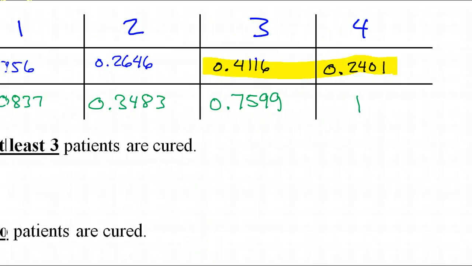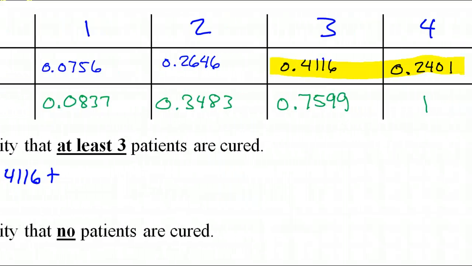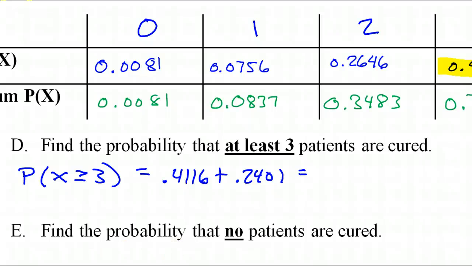So 0.4116 plus 0.2401. And you have to show this addition. Got to show your work. Alright, so just add those up. I'm getting 0.6517.